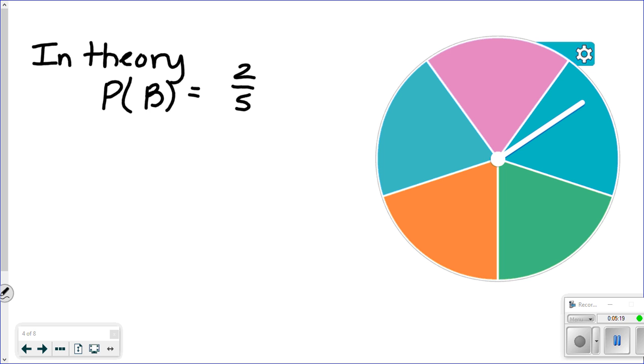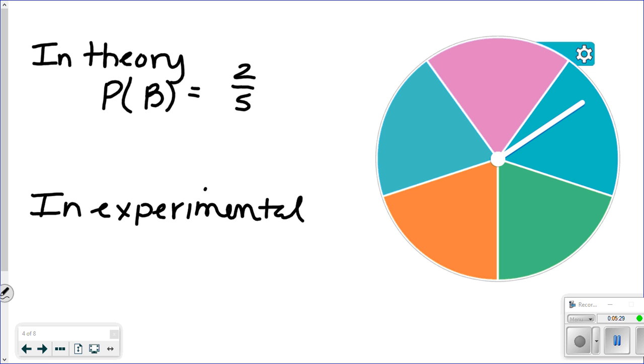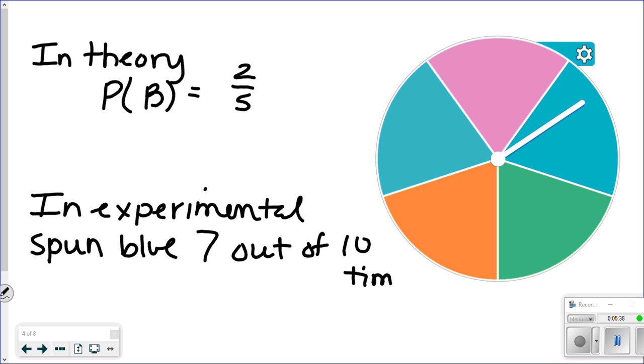Do we have to do percents? Not today. Then it says, in the experiment, it might say you spun blue 7 out of 10 times. Well, what would the experimental probability be? 7 out of 10. Then it's going to say, okay, now compare the two. Well, this one was approximately 40%. This is approximately 70%.